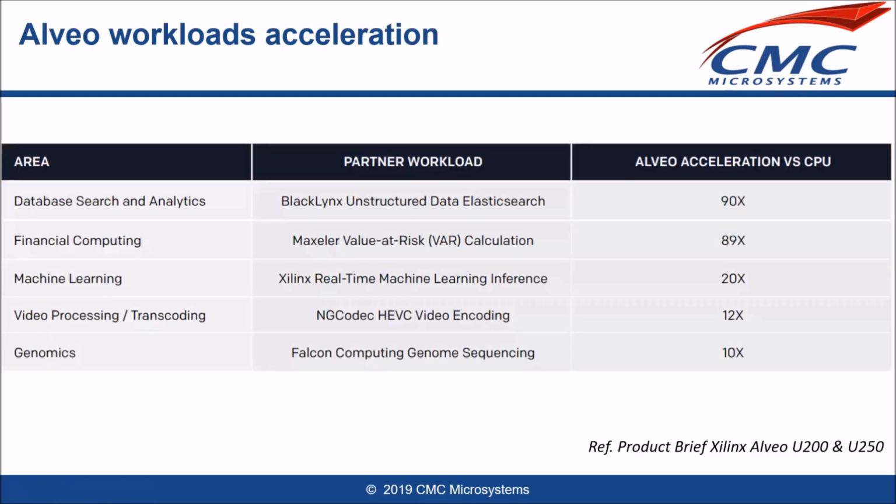Now, some examples of Alveo FPGA workload acceleration. As I said previously, it depends on the application. Xilinx has partners that develop libraries and software for workloads from database search and analytics, finance, computing, machine learning, and more. They published some results on the Alveo card. For example, for database search and analytics, it's 90x compared to the CPU. In our case today, for inference it is 20x. So these are some figures of merit using this FPGA.